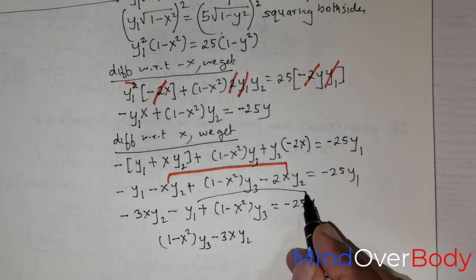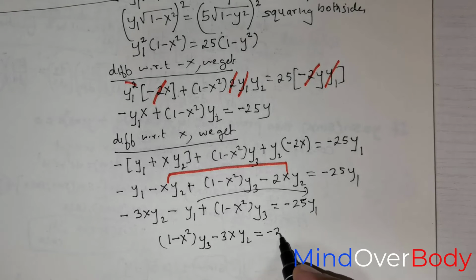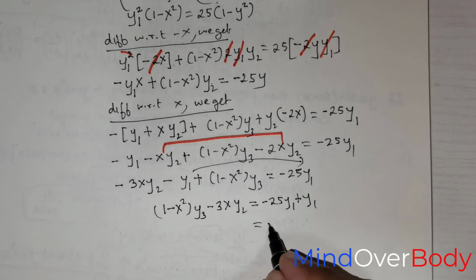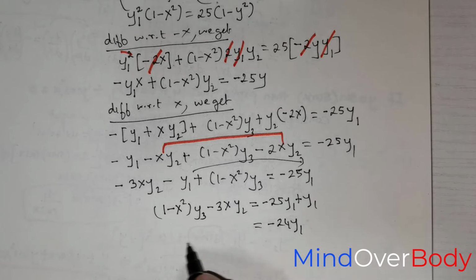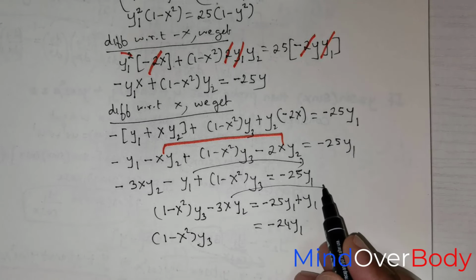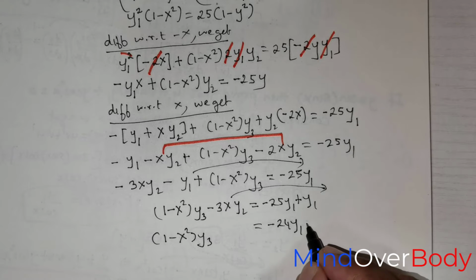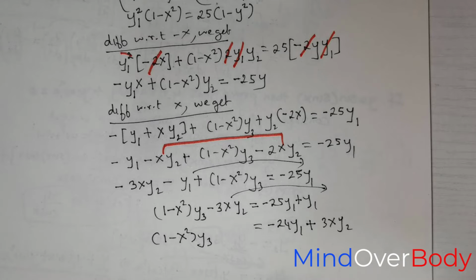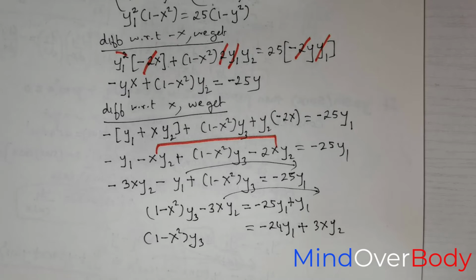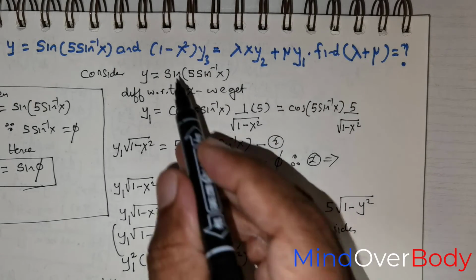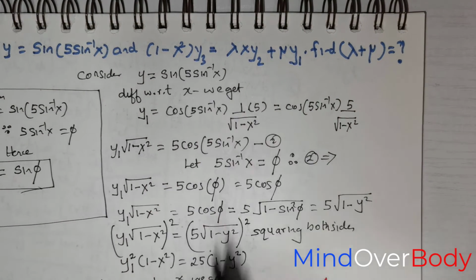So now I'll push this to the other side. So negative 25 y1 plus y1, which is going to give me negative 24 y1, and I've got 1 minus x squared times y3. Now what I will do, I will also push this negative 3 times x y2 to the other side. So that would give me positive 3 times x y2. Now if you were to compare the system, so let's go back and compare it to the given system. On the left hand side, 1 minus x squared times y3.